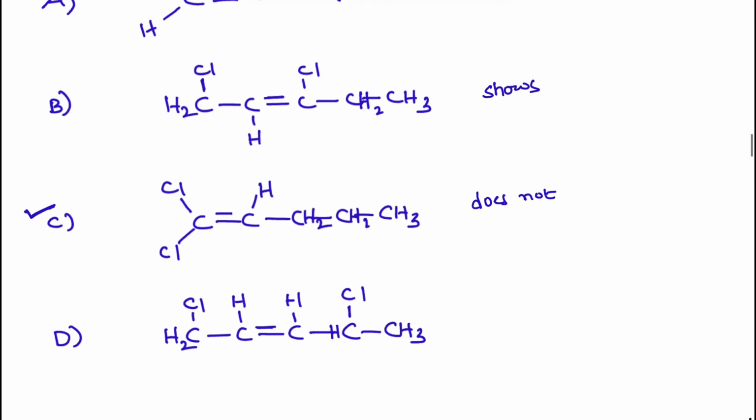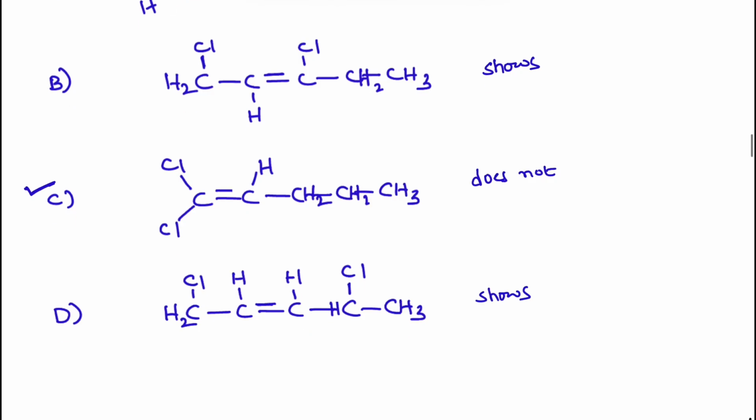Even if you see option D, here this is a double bonded carbon, hydrogen, CH2Cl, hydrogen, CHCl, CH3. So this is A, B, A, D structure. It also shows geometrical isomerism. So the answer will be C.